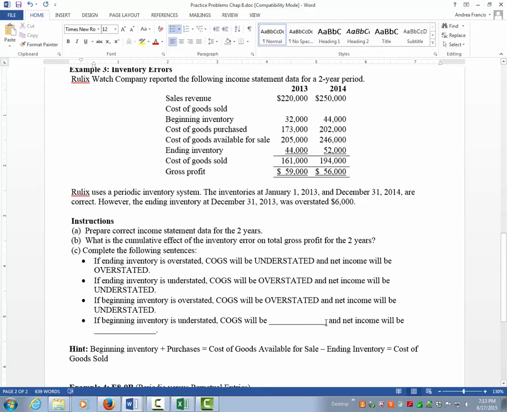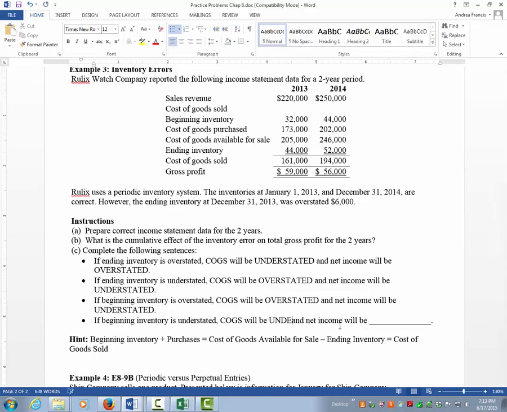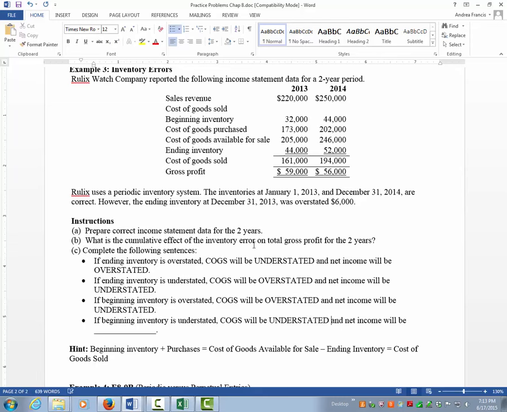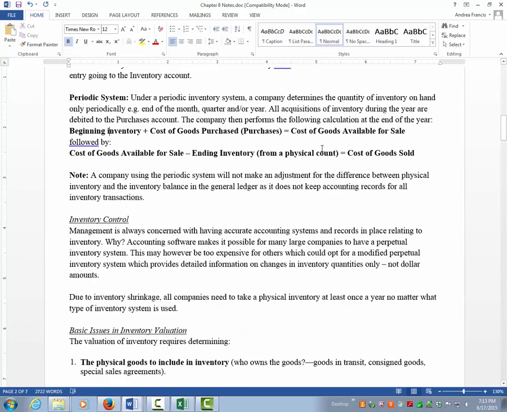And then if beginning inventory is too low, we'll end up with a cost of goods sold that is too low, and net income will be too high. So another way of thinking about this is, do you see this minus sign in front of ending inventory? This minus sign means that cost of goods sold and ending inventory move in opposite directions. So if ending inventory is too high, cost of goods sold is too low. If ending inventory is too low, cost of goods sold is too high.